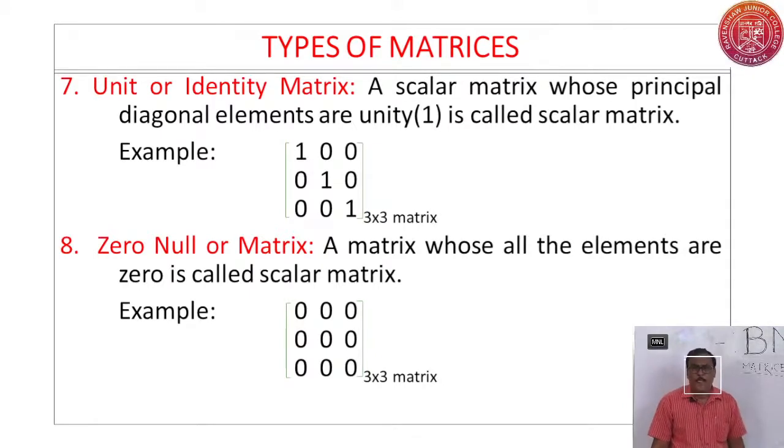Then comes the null matrix or zero matrix. In this case, all the elements are 0. We find that the first row, second row, and third row are all 0. Or you can say that the first column, second column, and third column are also 0.